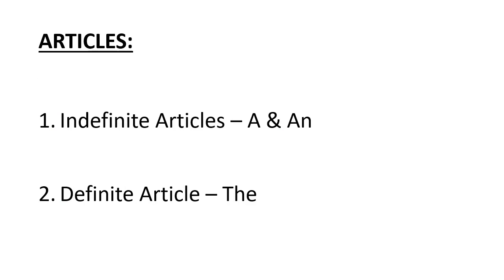First of all, we will learn about articles. So you know that there are two types of articles, indefinite articles and definite articles. Indefinite articles are a and an, and the definite article is the. And I'm very sure that you all know the uses of a, an and the. Still, we will learn about them.